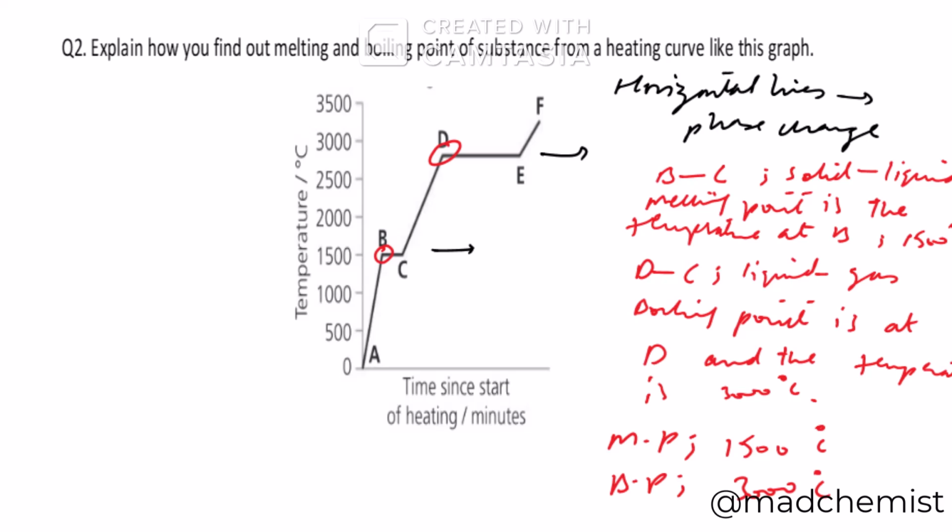So you can easily get the melting and boiling point from the graph, as these horizontal or flat lines always teach us about the phase change. First of all, solid converts into liquid, and then the liquid converts into the gas. And the start of this flat line or horizontal line is always the point of melting or boiling point.